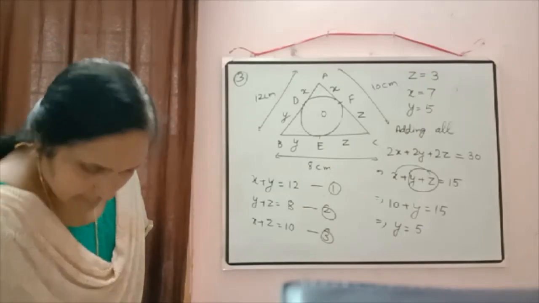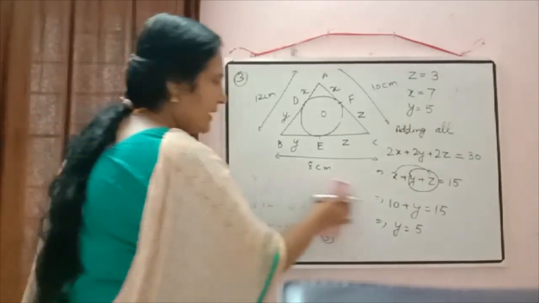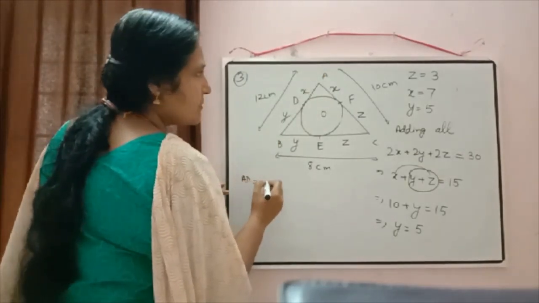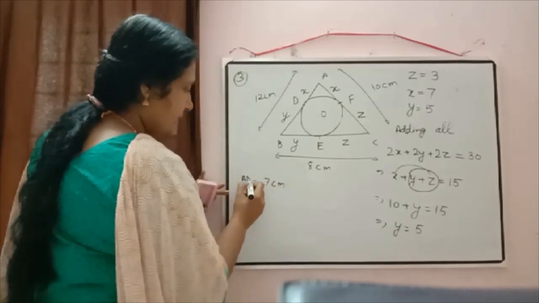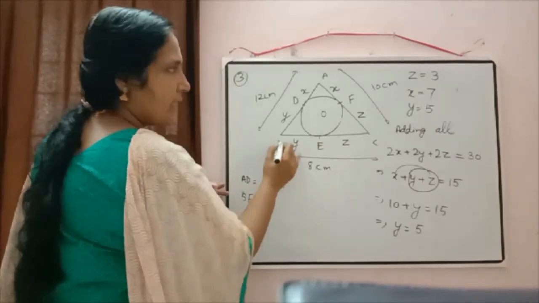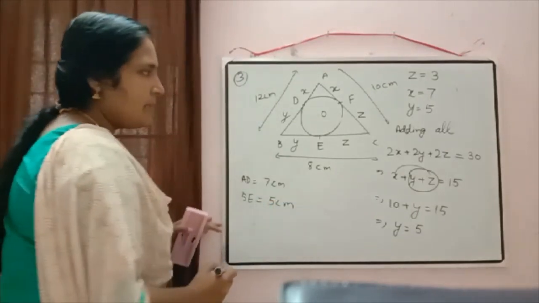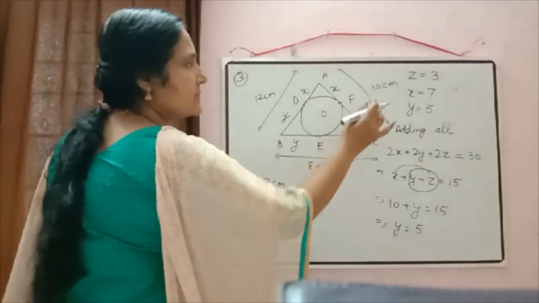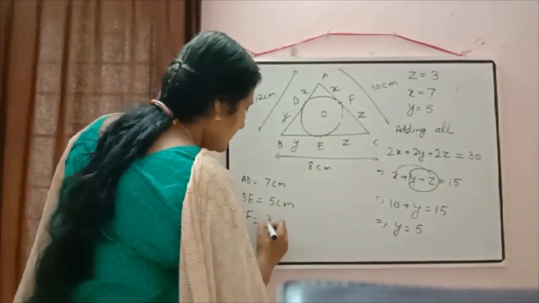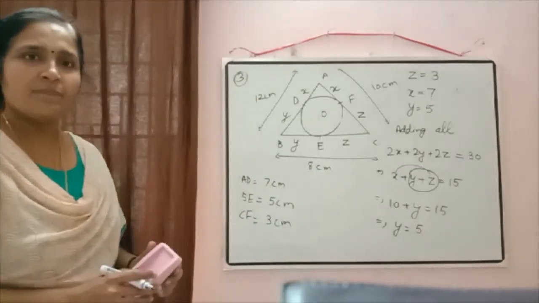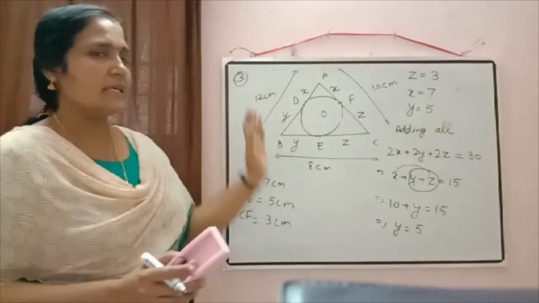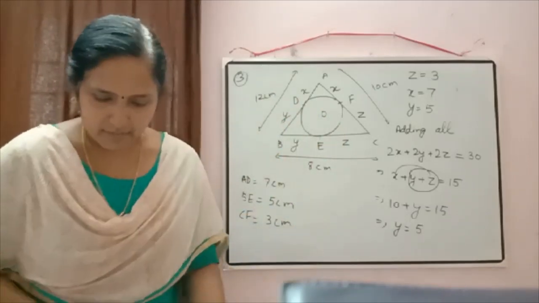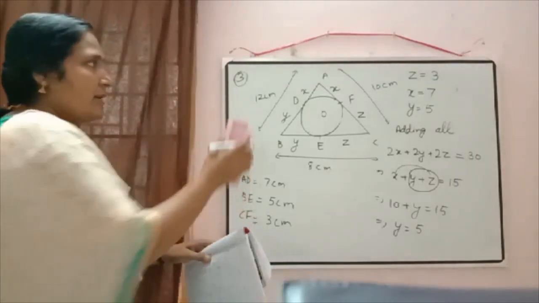Now what is asked in the question? Find the length of AD, BE and CF. So you can write down AD we have taken equal to X, so AD is equal to 7 centimeter. Then BE we have taken as Y, so BE is equal to 5 centimeter. CF we have taken equal to Z, and Z we got is equal to 3 centimeters. So CF is equal to 3 centimeters. If you are using the property of tangents, calculations also will be easy for you. Clear? Okay. Now next question.